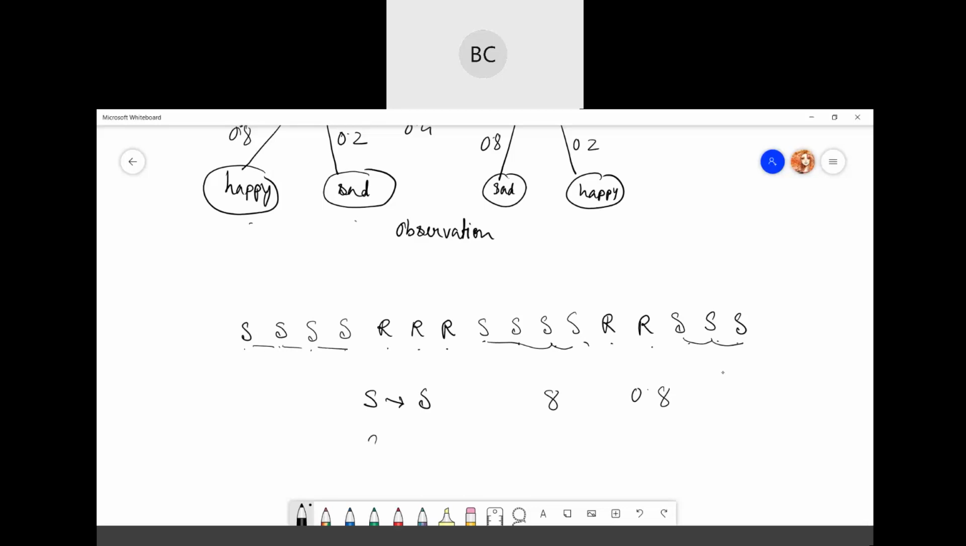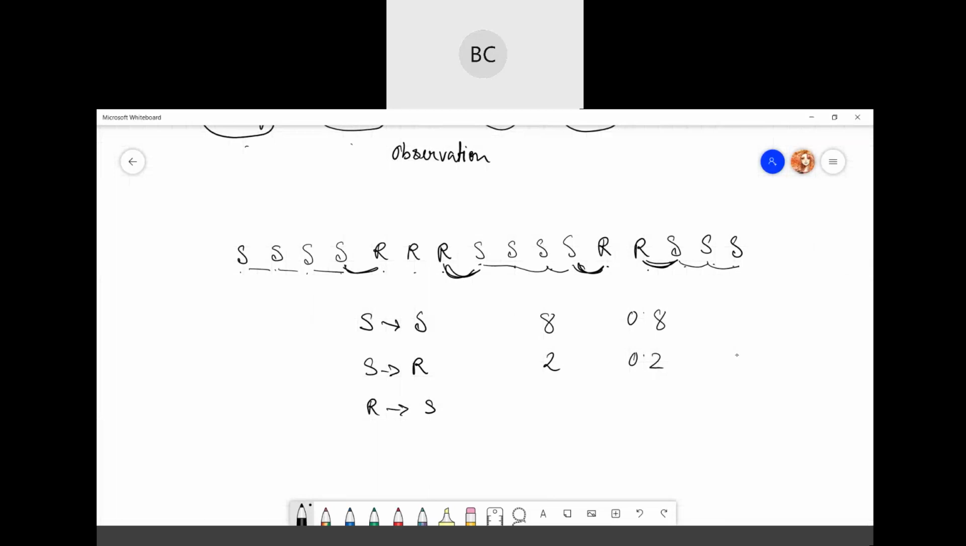Then maybe sunny to rainy. Okay, so sunny to rainy, 1 and 2. So 2 days of sunny to rainy transition, I can say 0.2. Then I can find rainy to sunny. So rainy to sunny, rainy to sunny, and rainy to sunny. Okay, so again 2, I can say 0.2, and rainy to rainy.